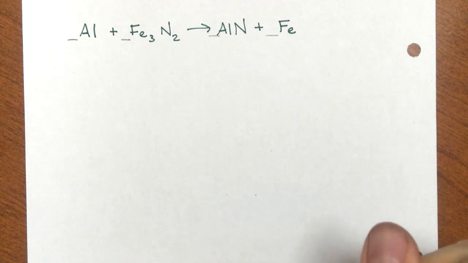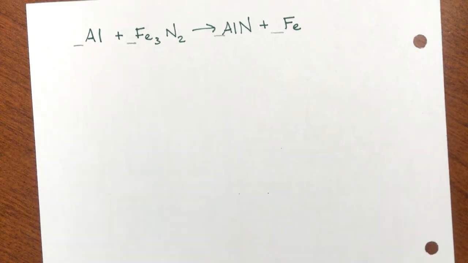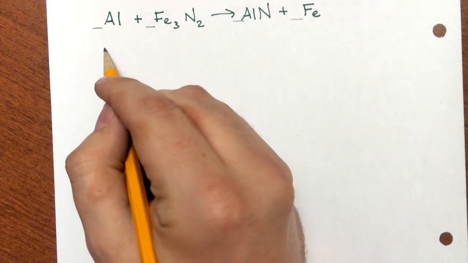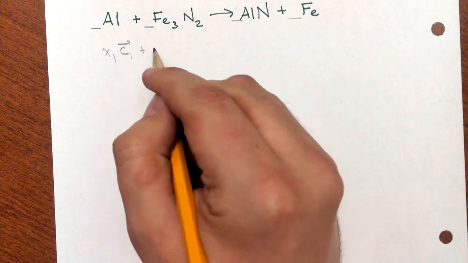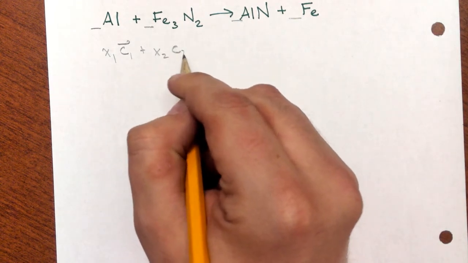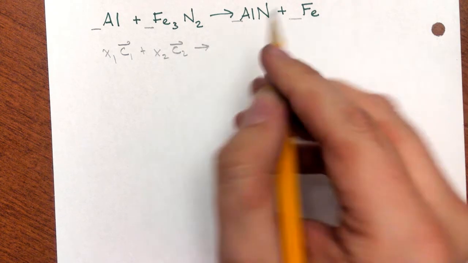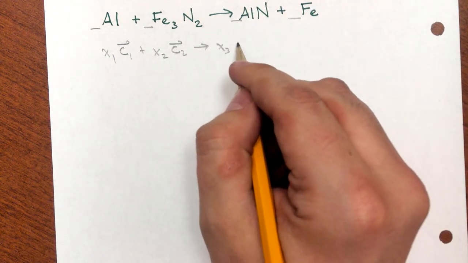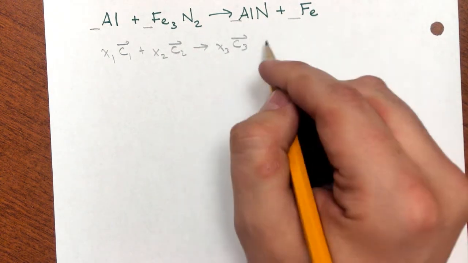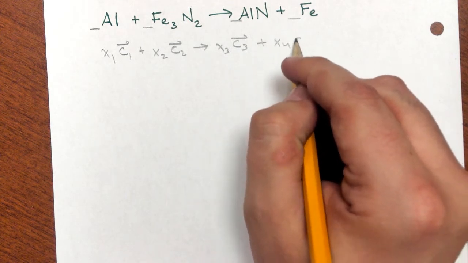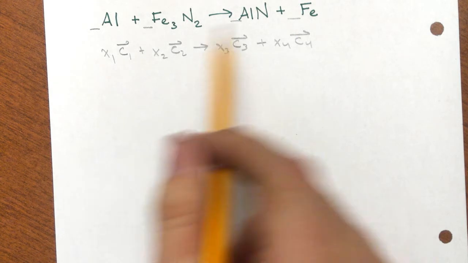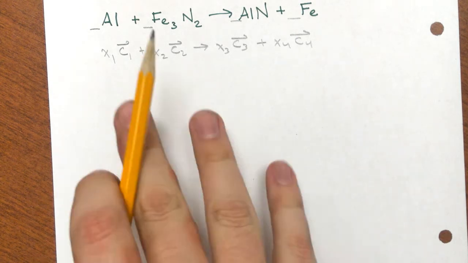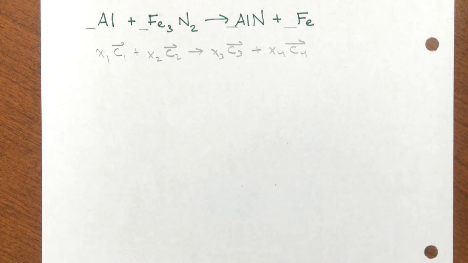Well, the first thing is you need to think about what I just said. Each of these compounds, if I represent it like this, I have x1 times my first compound plus x2 times the second compound yields x3 times a third compound plus x4 times a fourth compound. And I could do this, of course, with more compounds and certainly more elements than I have in this one, but let's take a look at this specific example.